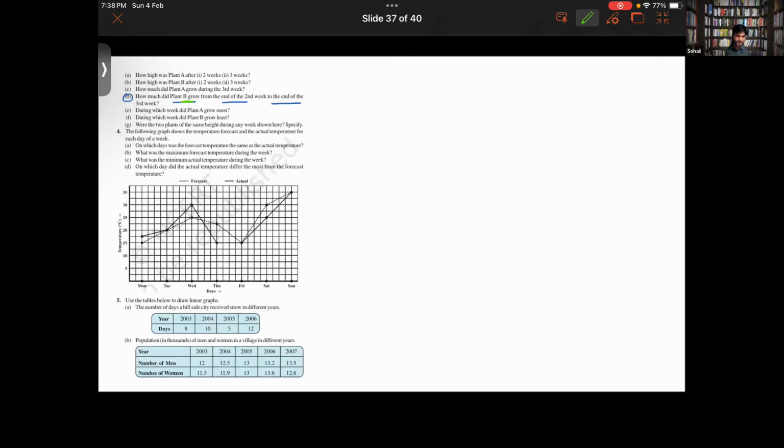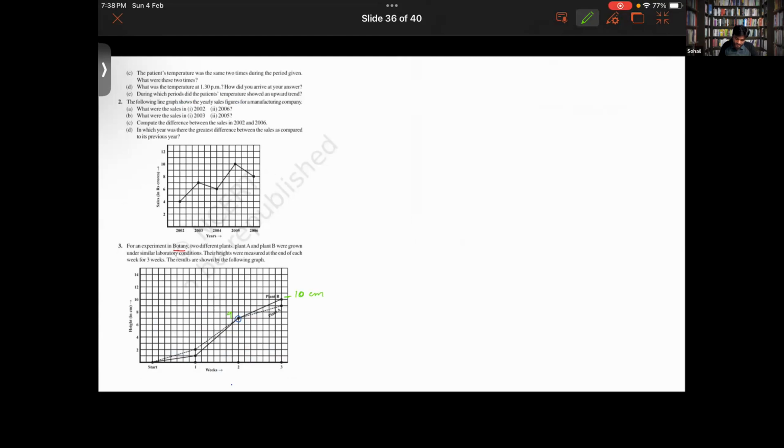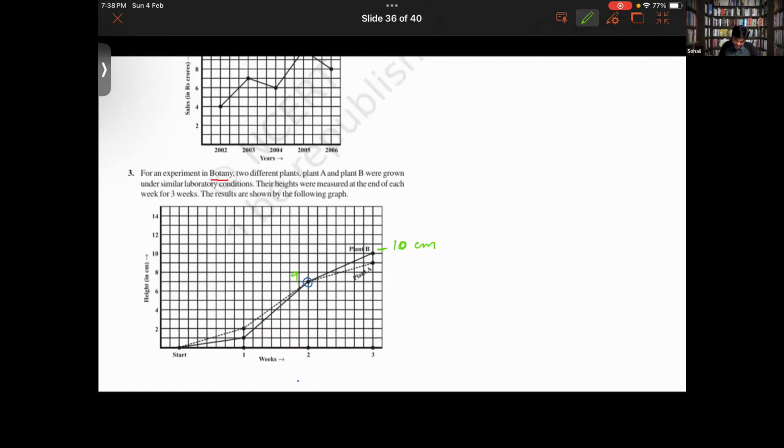Yes, sir, plant B की बात हो रही है, right now. So thereby you have to look at this reading. This one corresponds to the second week. Second week. Oh, yeah, sorry. That is 7, correct. So that is 10 minus 7. That is, there was an increase of 3 centimeter in the height, right?